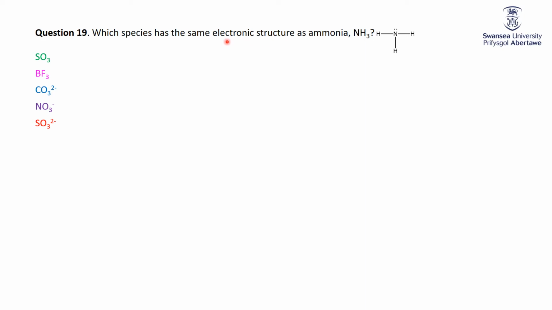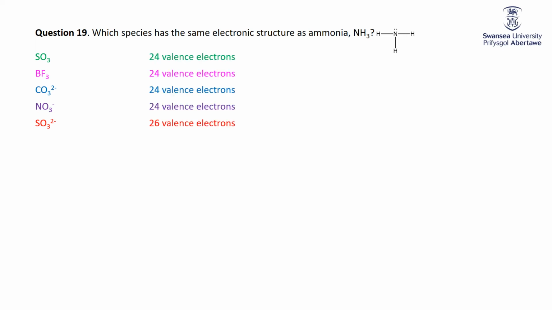So the next stage is to count the number of valence electrons, and I'll just whiz this through, assuming you can do this. You can see the first 4 have 24 valence electrons, and this last one has 26 valence electrons. So without going any further, this is the odd one out, but let's prove that SO3 2- is the correct answer. So we'll start off with SO3.